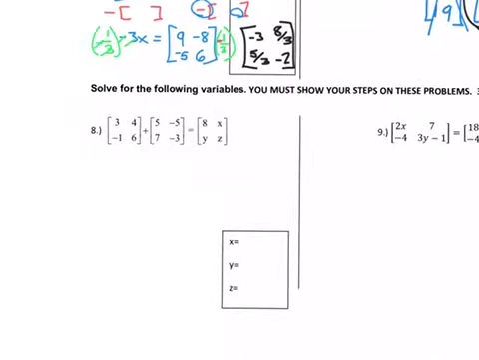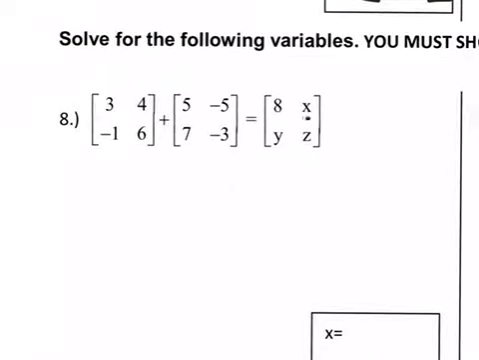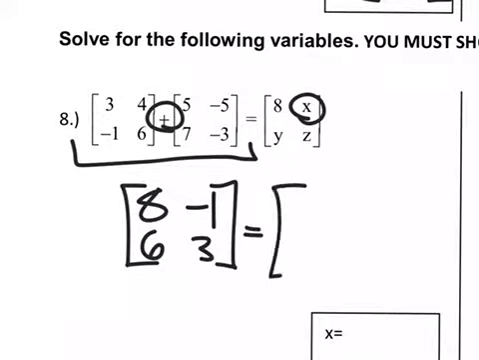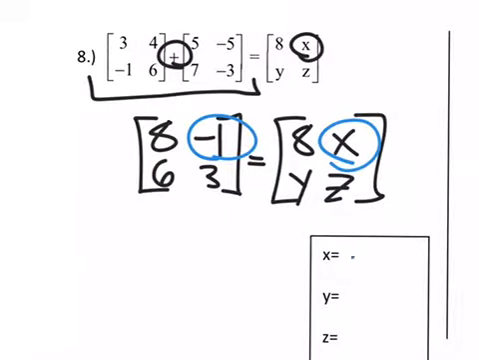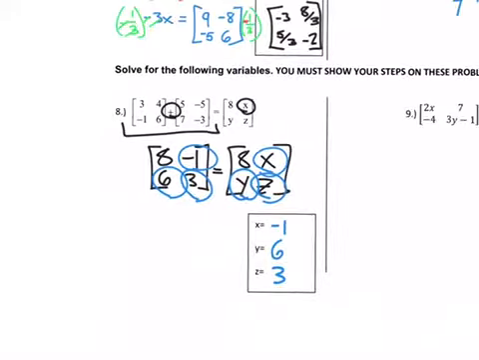Okay. Solving for the following variables, and I asked for us to show our work. So the way this works is I just need to find x and set it equal to the corresponding value on the other side. However, these matrices need to be added together first. So if I do that, I'll have 8, a -1, a 6, and a 3. Now that is set equal to my 8x, y, and z. And you can see very easily what corresponds with what. X is a -1, y is a 6, z is a 3. All right, pretty straightforward on that one.